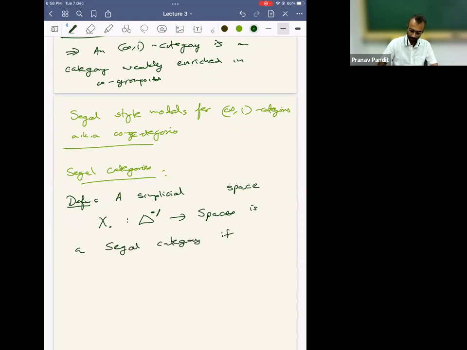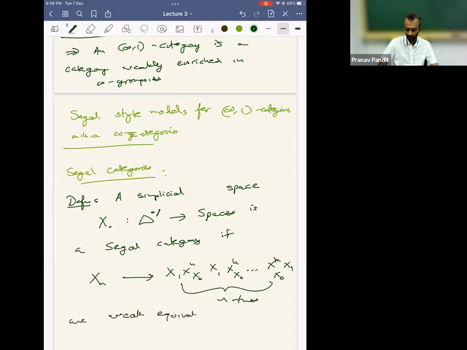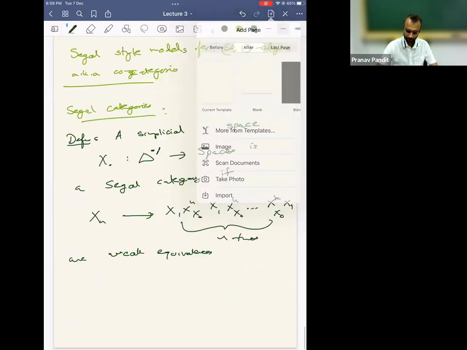if X_n to X_1 homotopy fiber product over X_0, X_1. There's too many X's. I should really have chosen a different symbol here, like a Y or something. Okay, I think this works. So this is n times. The Segal maps are weak equivalences. So how can you interpret this as a category? I'll just finish with this.